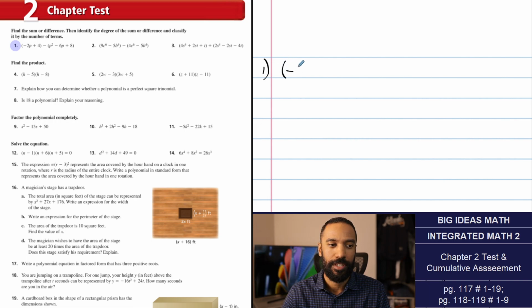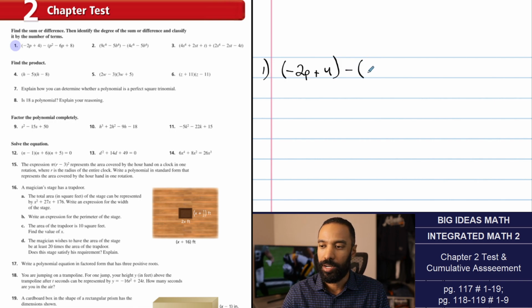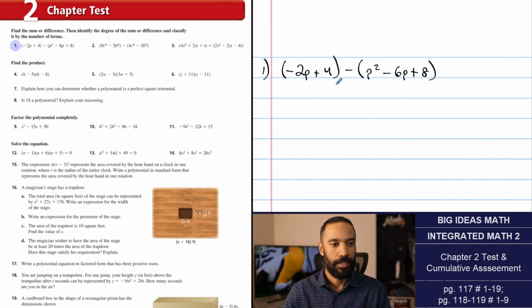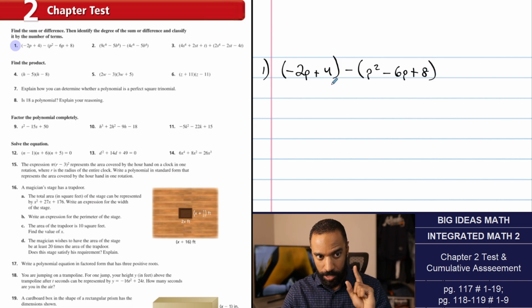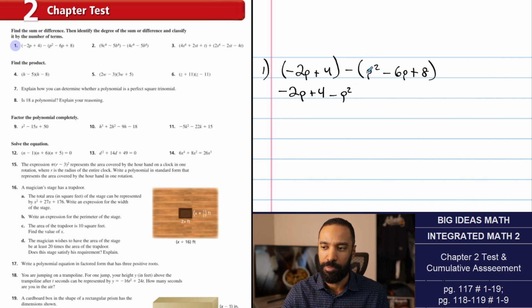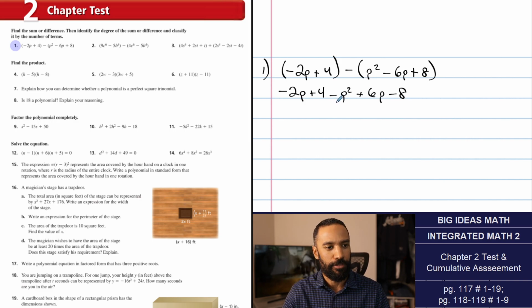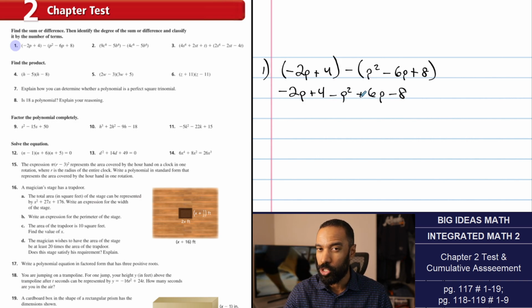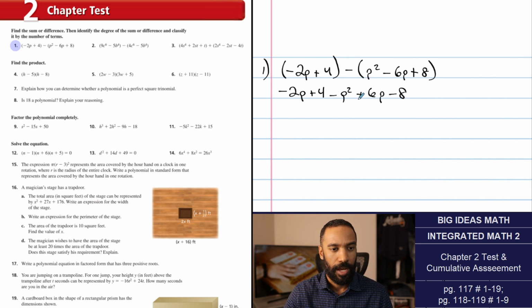So we have negative 2p plus 4, minus the quantity p squared minus 6p plus 8. Find the sum or difference, then identify the degree and classify by number of terms. So this can be written without parentheses if we distribute the negative: that'll be a negative p squared, minus negative 6p, which is plus 6p, then minus 8. Combining like terms, getting it in standard form, not something they asked you to do, but something we really should do, especially when we come up with the degree.